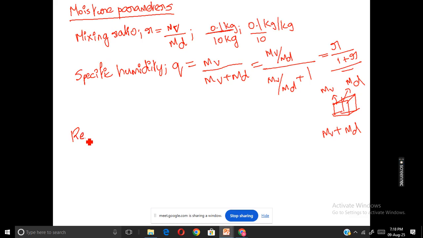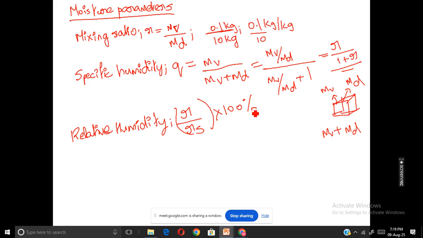Now there is another term which is known as relative humidity. Relative humidity is basically given by mixing ratio by saturation mixing ratio, multiplied by 100%. So what is saturation mixing ratio? Or what is basically saturation?